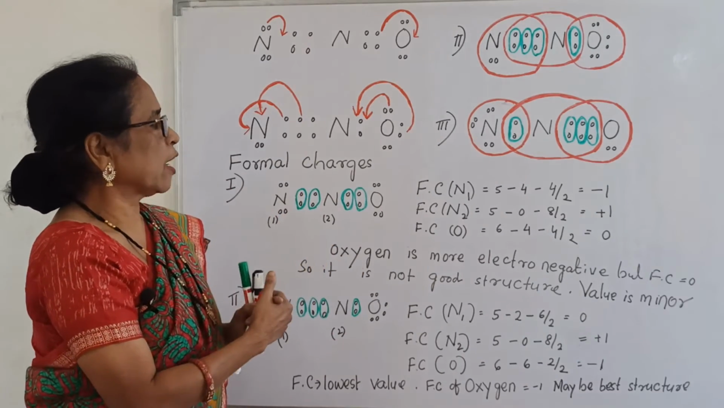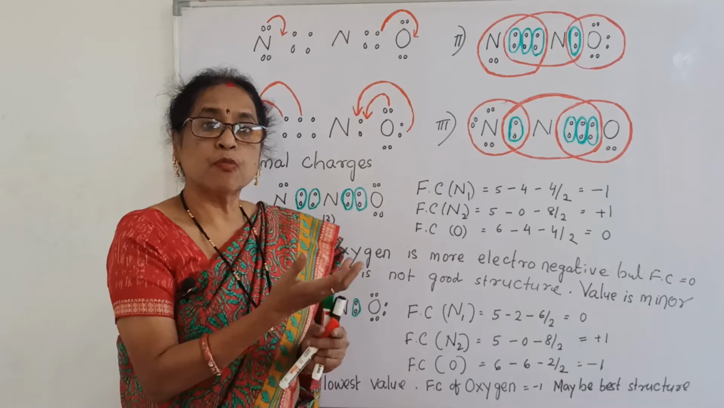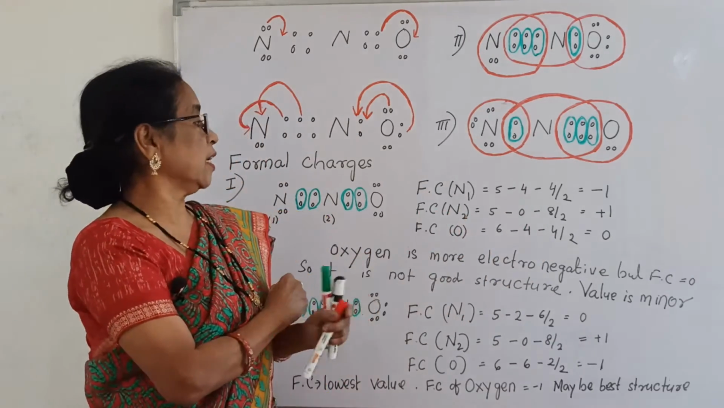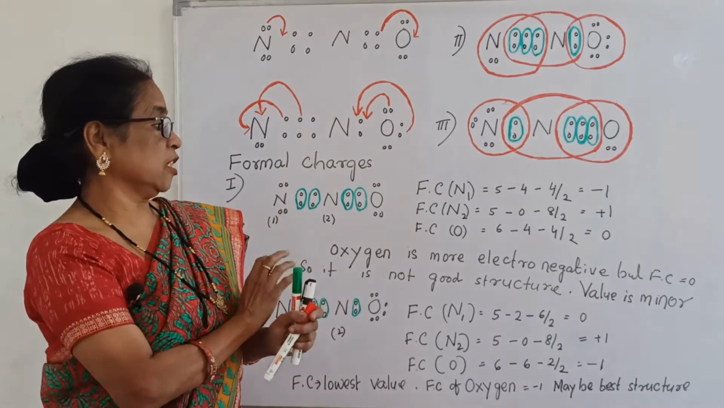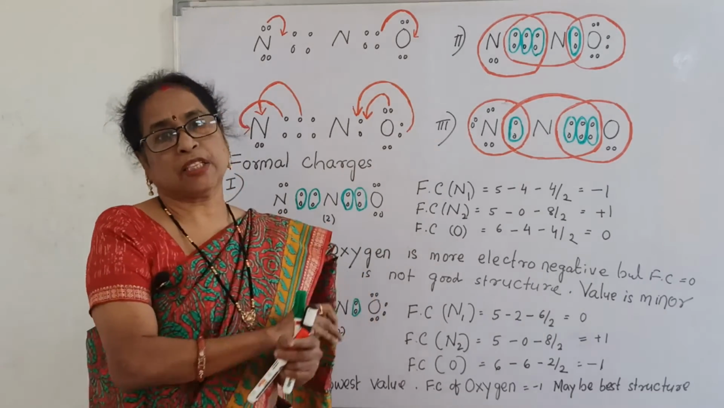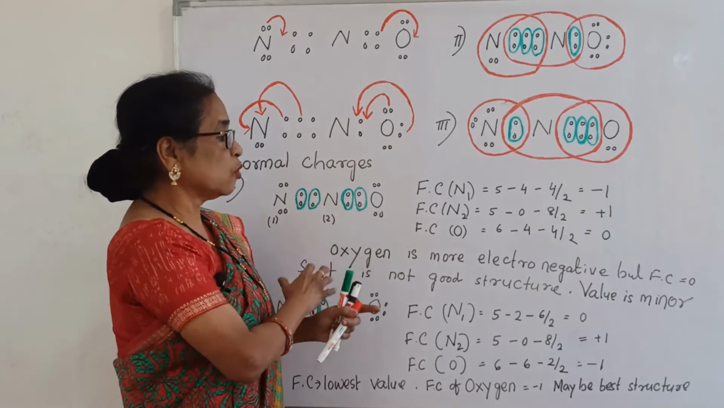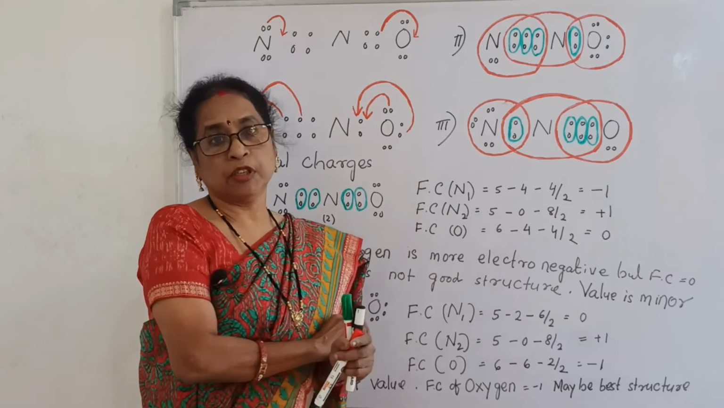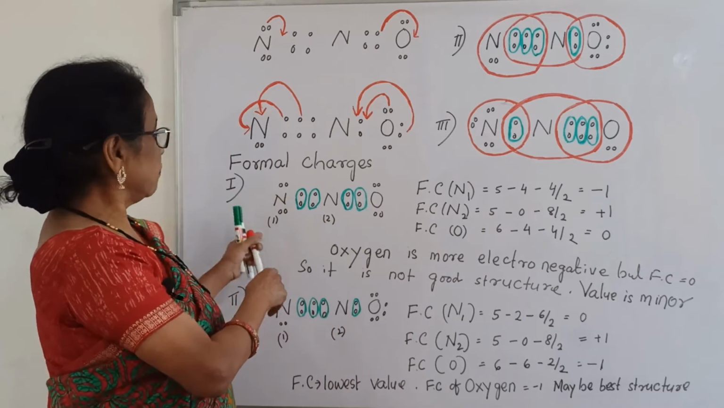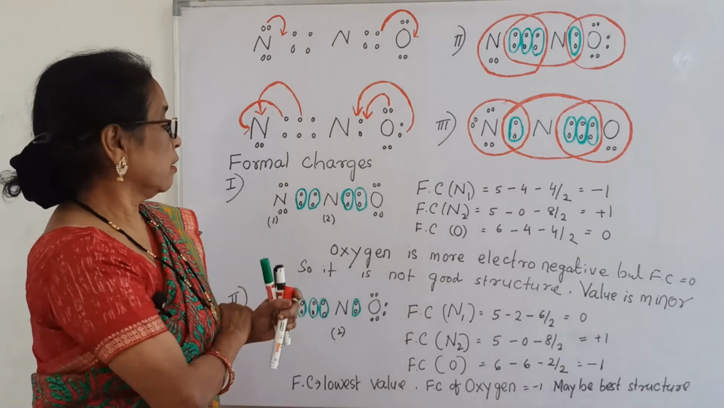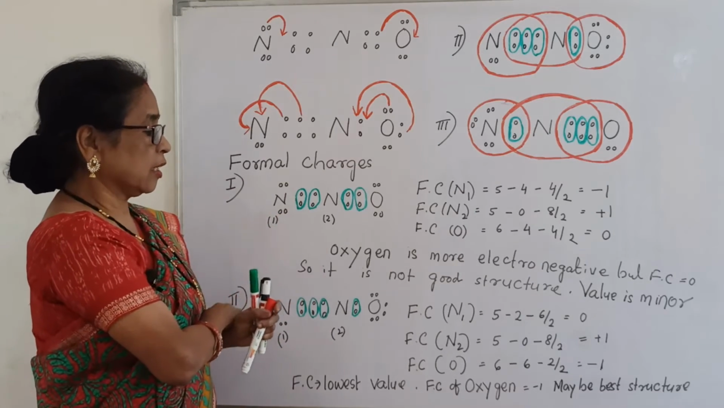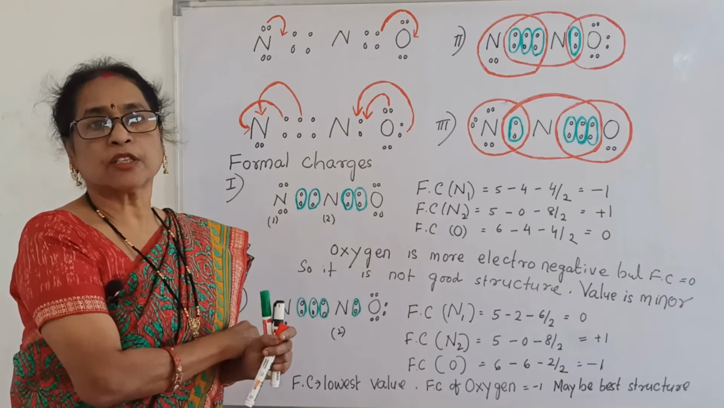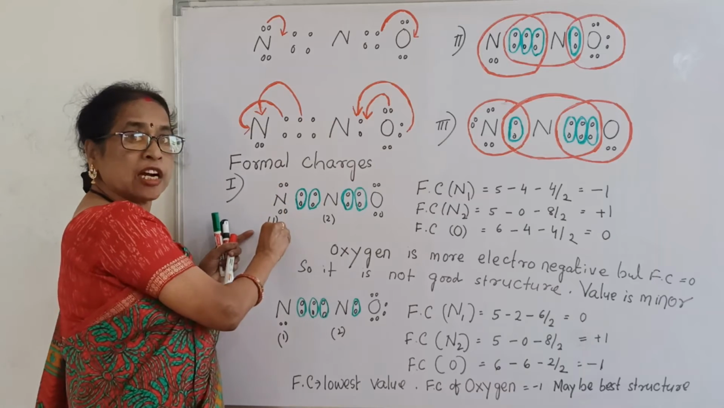Now the important thing you can see here: oxygen, though it is more electronegative than nitrogen, acquires 0, which is not possible at all. You cannot regard this as the best structure. It is not a good structure because the oxygen value is 0. It is very minor structure. Now you regard this as the minor structure.